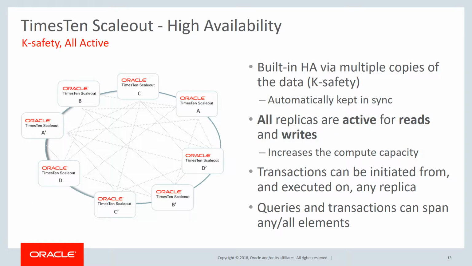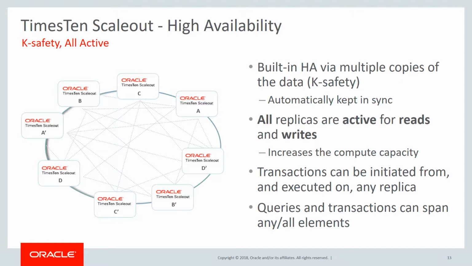Let's take a little look about high availability now. So we have built-in automatic high availability by way of something called K-safety, and that simply means we maintain multiple copies of the data within the database in different physical elements to provide availability in the event of some kind of failure. Okay? Obviously, the database automatically keeps all those copies in sync.